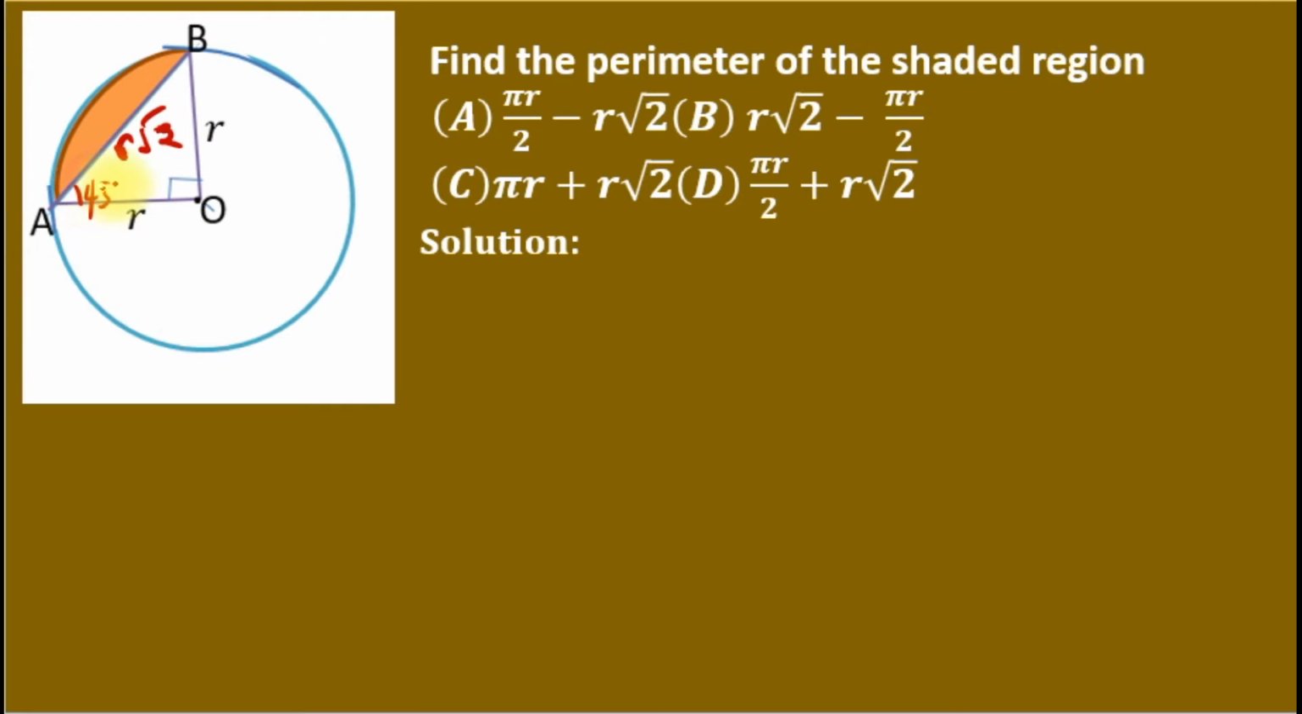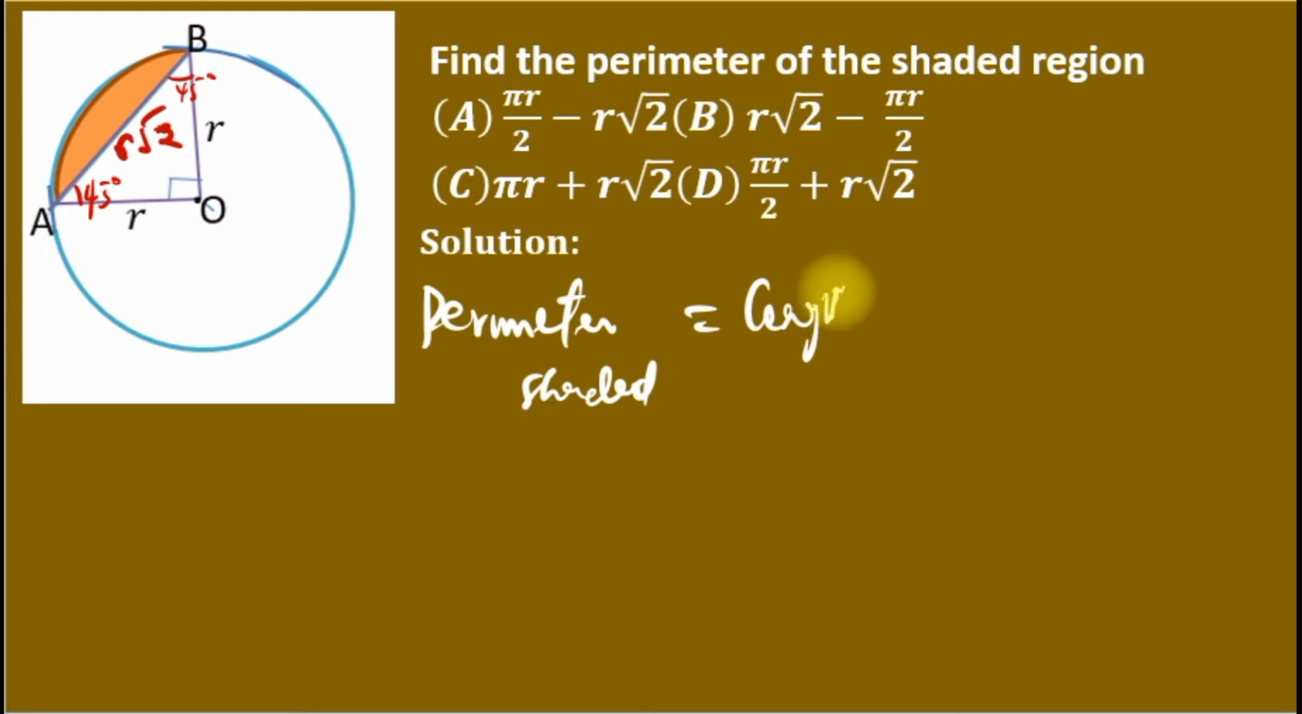Here should be 45 degrees, 45 degrees. So by the 45-45-90 triangle theory, the hypotenuse must be R root 2. And the length of arc, let's remember the formula for length of arc. So I'm saying that the perimeter of the shaded region is length of arc AB plus AB, the hypotenuse, and length of arc is always theta.